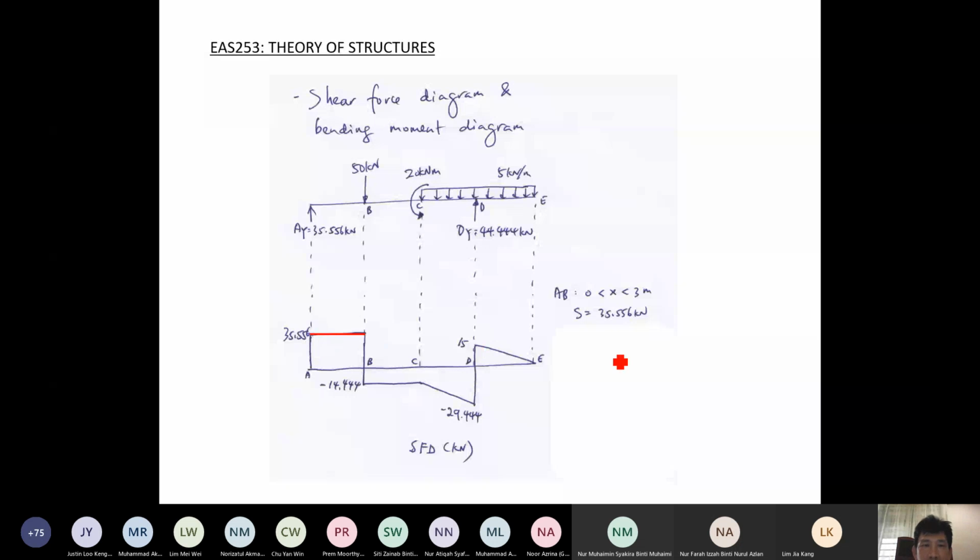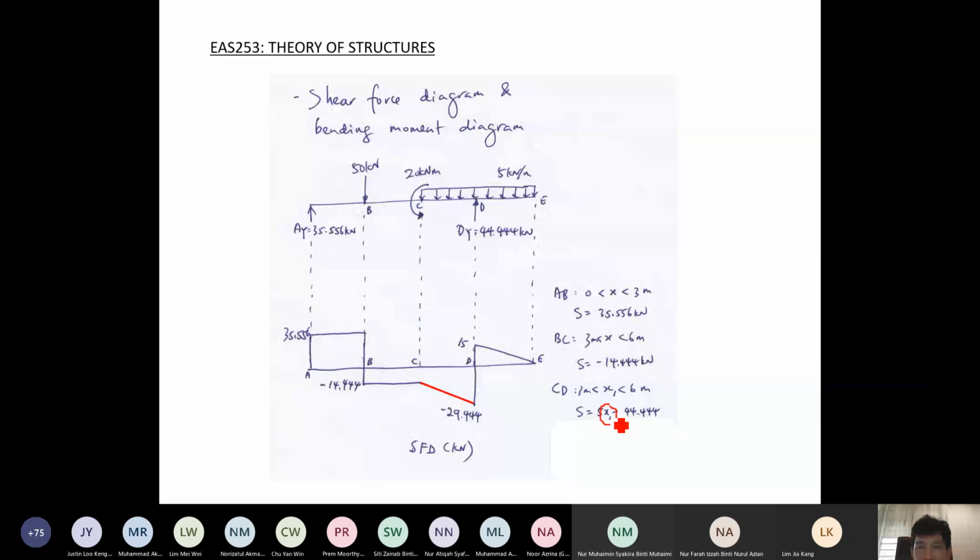The next portion is constant again, but becomes negative now. So we put it down here, negative 14.444. So these are constant and constant. But the next one, there is an x1 now. So x1 means that it is a straight line.